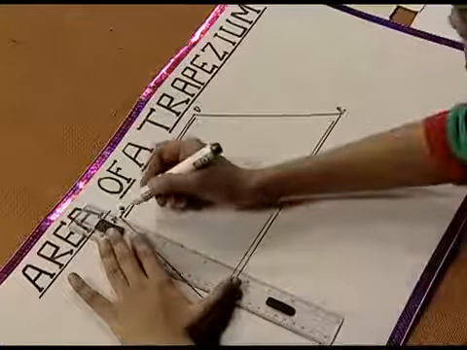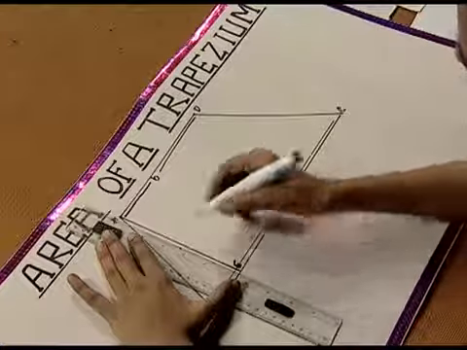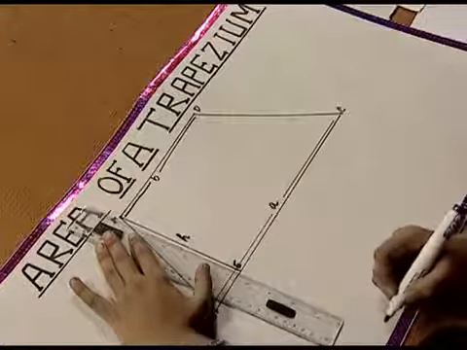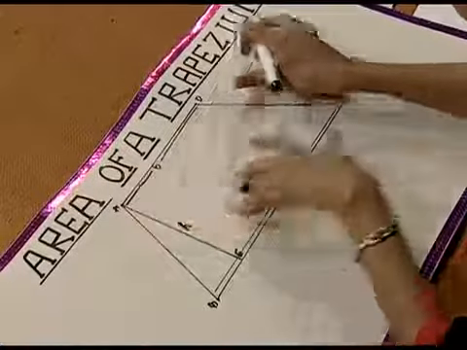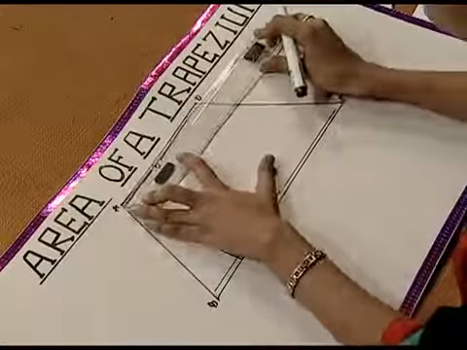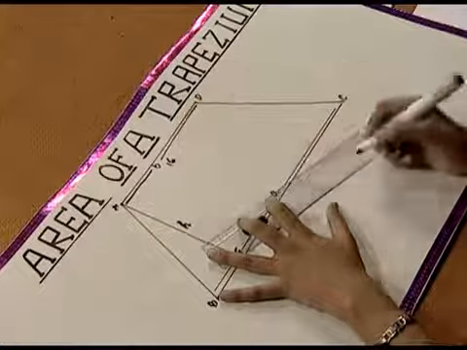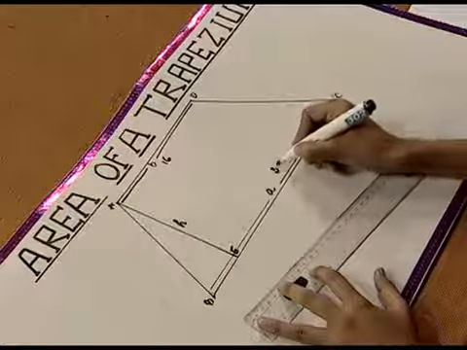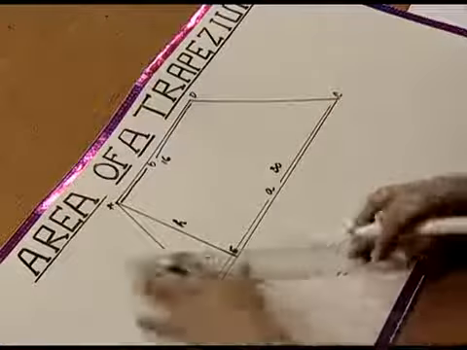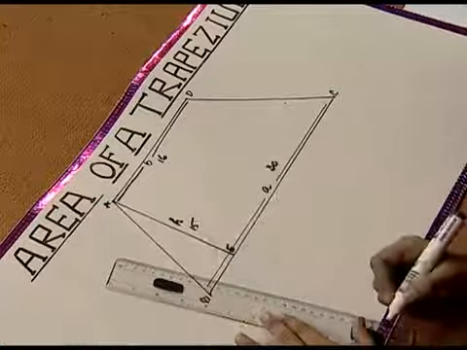And let us denote the height AE as h units. On measuring, we can also see that AD is 16 units, BC is 30 units and AE, that is the height, is 15 units.